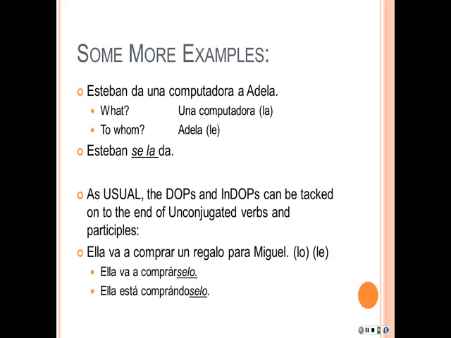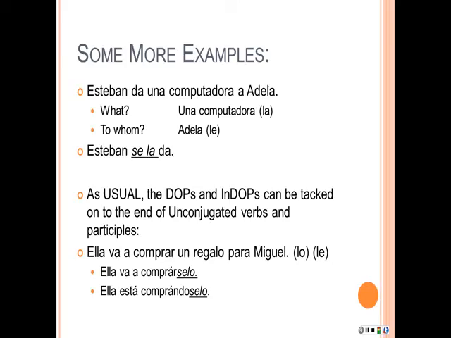Okay, and as usual, the direct object pronouns and indirect object pronouns can be tacked onto the end of unconjugated verbs and participles, like we've seen a billion times now. So if we're going to use a sentence or expression where the verb is not going to be conjugated, we put the indirect object pronoun and the direct object pronoun right together in the same order. The indirect comes first, then the direct, but then we smush it all onto the verb. So, ella va a comprárselo, or ella está comprándoselo.